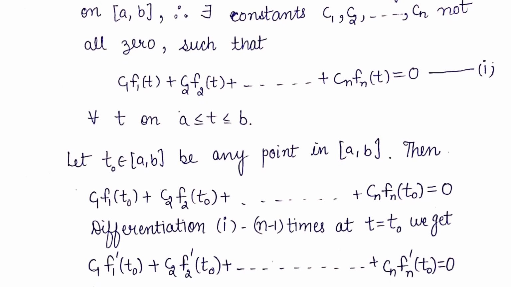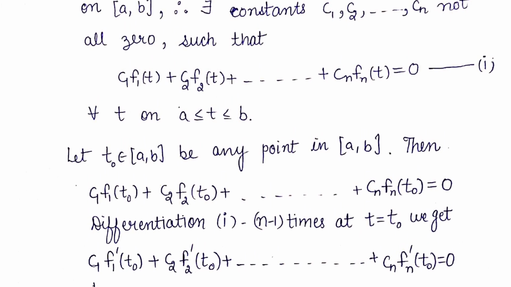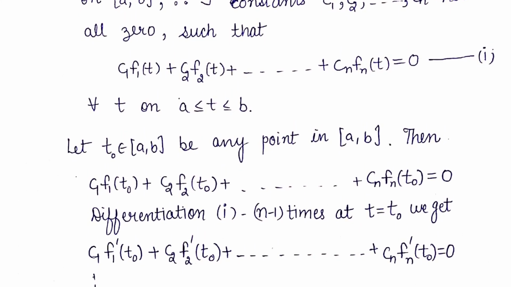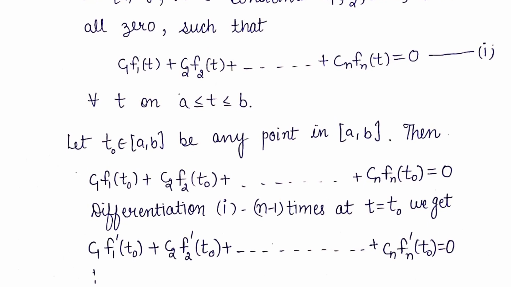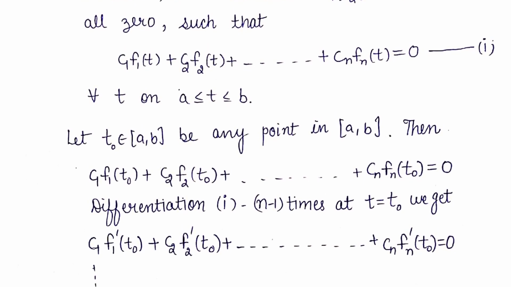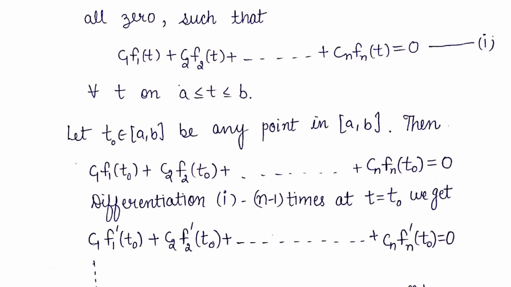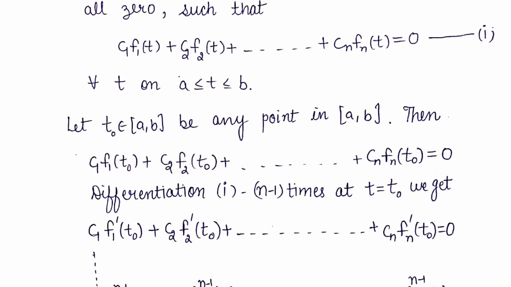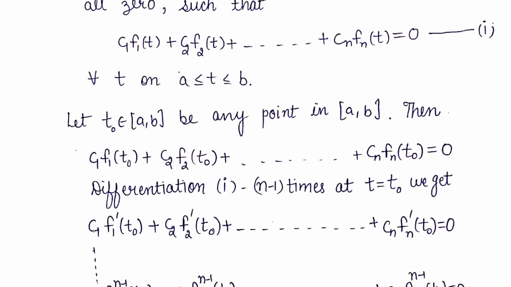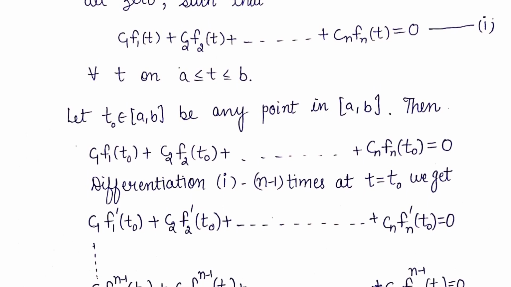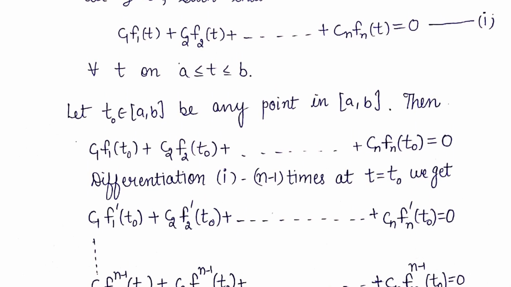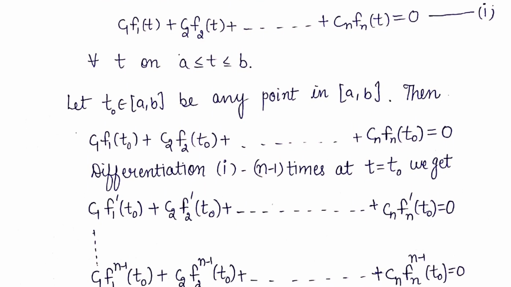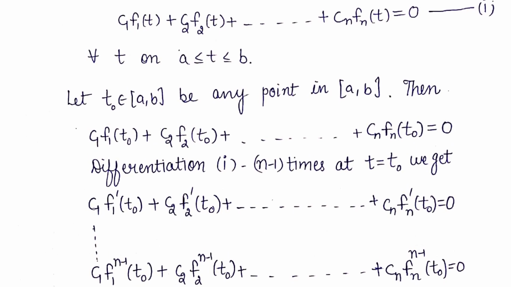Let us start the proof of the theorem. Now, since f1, f2, fn are linearly dependent on the closed interval ab, it means there exist constants C1, C2, Cn, not all 0, such that C1 f1 t plus C2 f2 t plus so on plus Cn fn t is equal to 0 for all t in the closed interval ab, using the definition for the linear dependence of the n functions, and we name this equation as 1.